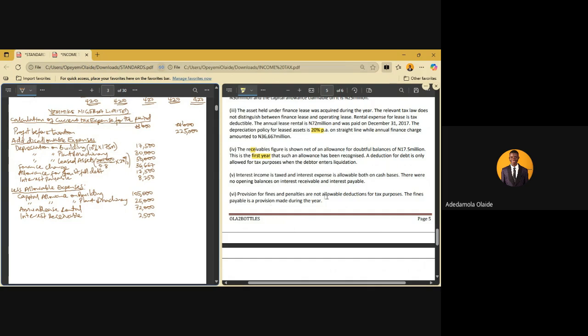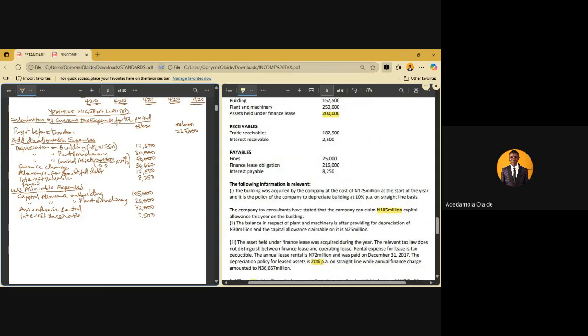For provisions are not allowable. So what do we do? We'll say fines. They said the fines provision was just made during that year. So we'll just take the full figure, 25,000, and take it out. But if there was a provision at the beginning of the year, the difference is what we would have brought here. Is it clear? So please give me the total figure for the disallowable expense and the total figure for the allowable expense.